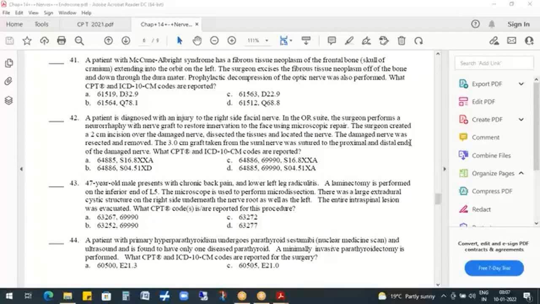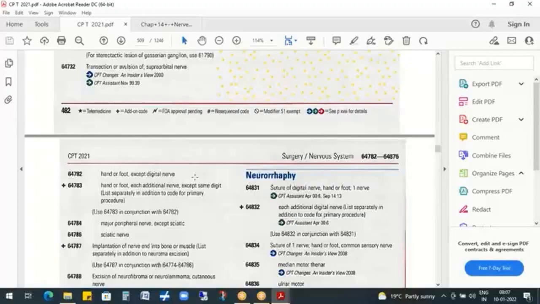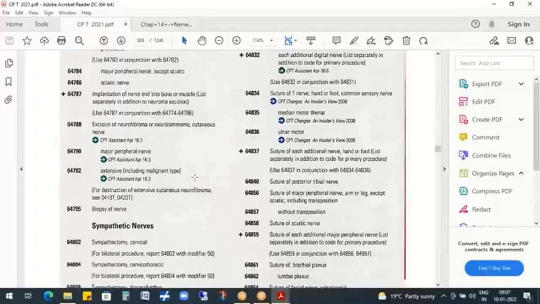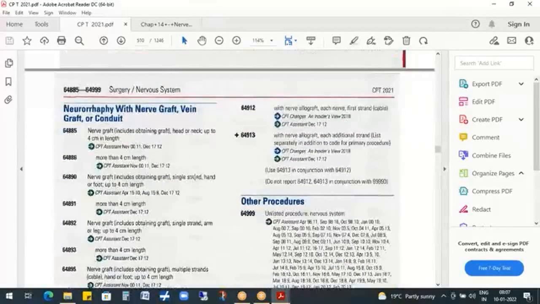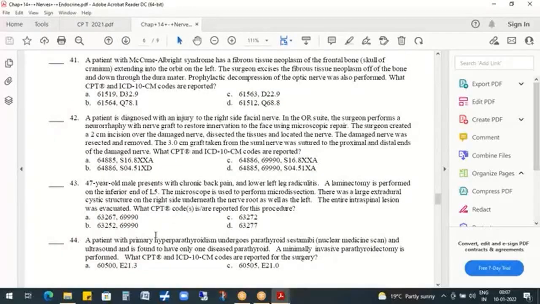Now go and read the code description. 64885. Nerve graft, head or neck. Facial comes under head, right? Head or neck up to 4 centimeters in length. How many centimeters are they doing? 2 centimeters, maximum less than 3 centimeters. Now 64885, yes, sir?